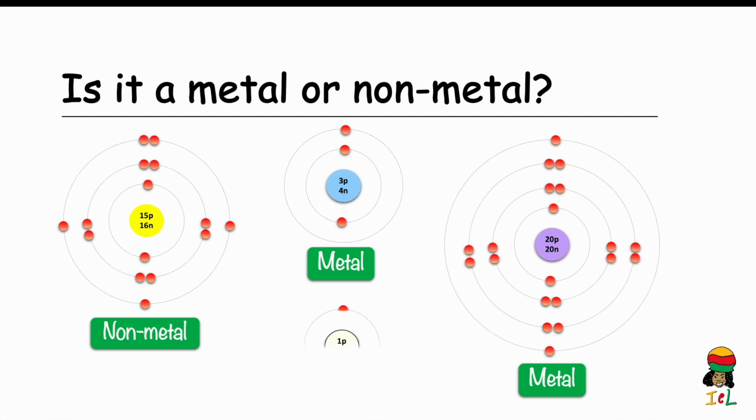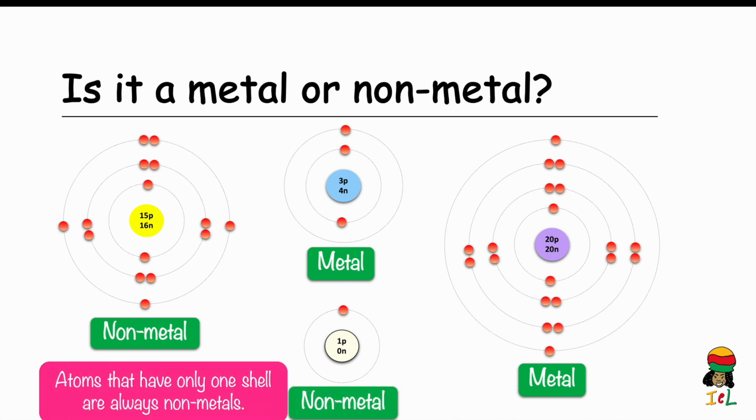The final atom has only 1 electron shell. So then, without investigating the number of electrons on the shell, we know it is nonmetal. Recall that atoms that have only 1 shell are always classified as nonmetal, as is the case with hydrogen and helium. And this is an atomic diagram for hydrogen.